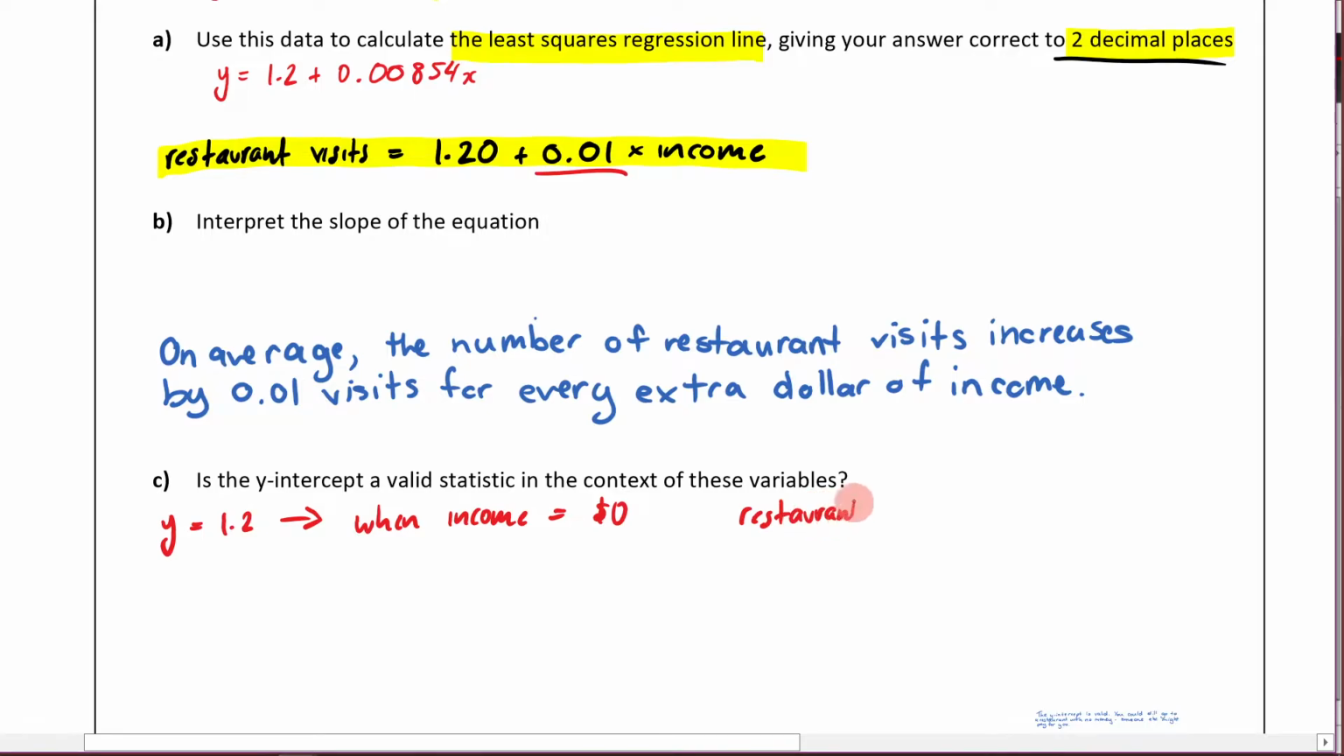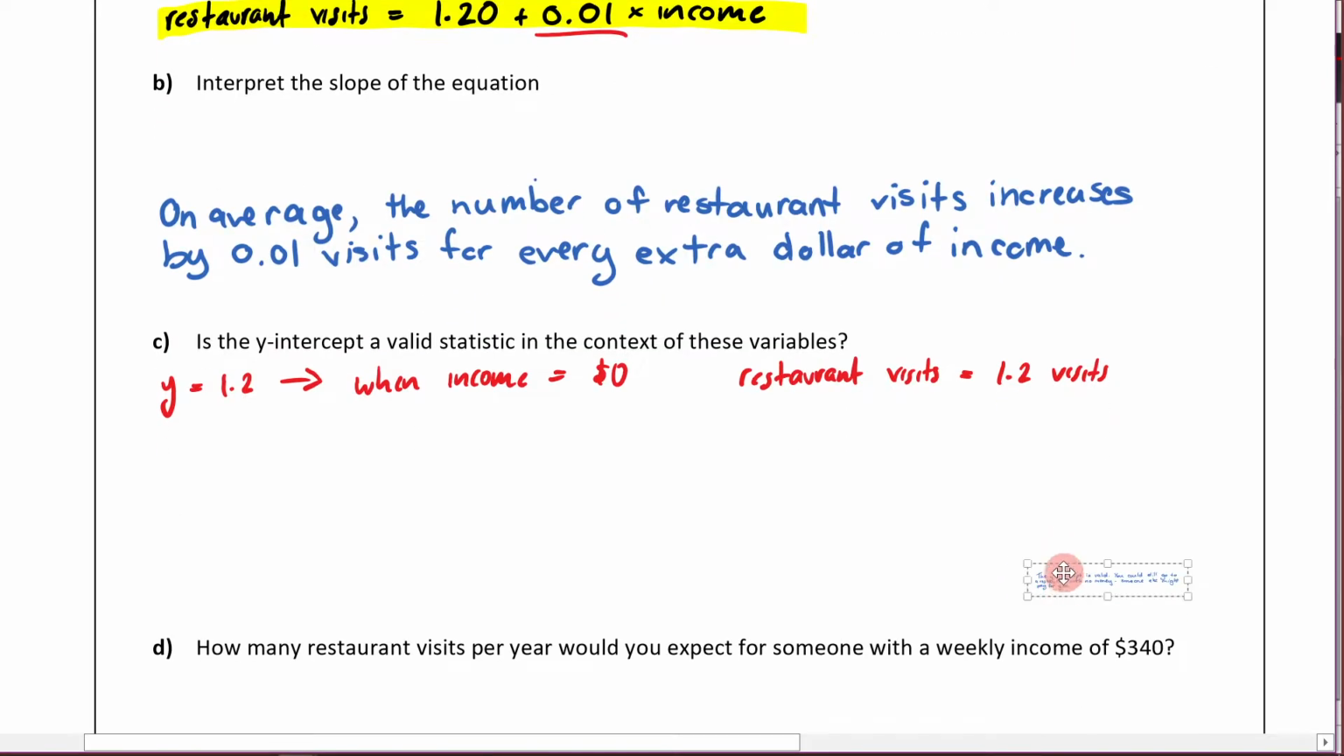Restaurant visits: 1.2 visits. So if someone has $0, on average, they're going to the restaurant 1.2 times. Does that make any sense? It actually does, because you might not be paying. If your income is $0, maybe you're just not the one paying. And it makes sense that you're not going that often if you're not earning any money.